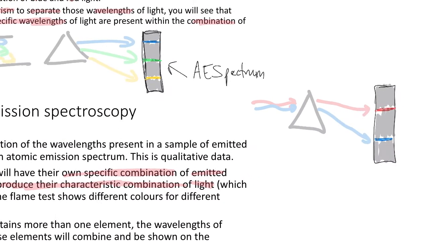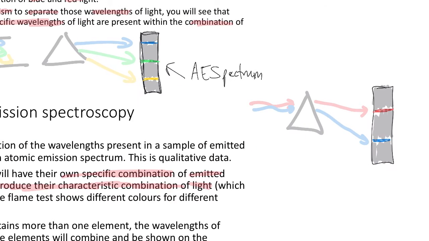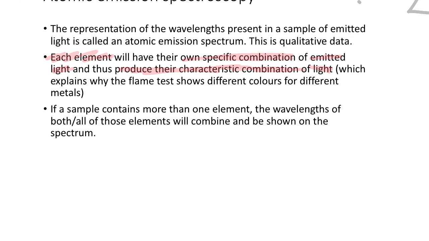And if this was an unknown sample, and you were to look at this and you see this particular red and blue pattern, you could compare it against all the ones that we already know and be like, well, we know all of these ones and it matches this particular element, so therefore we know this sample has that particular element. All right. If the sample contains more than one element, then the wavelengths of both or all of the elements will combine and be shown on the spectrum.